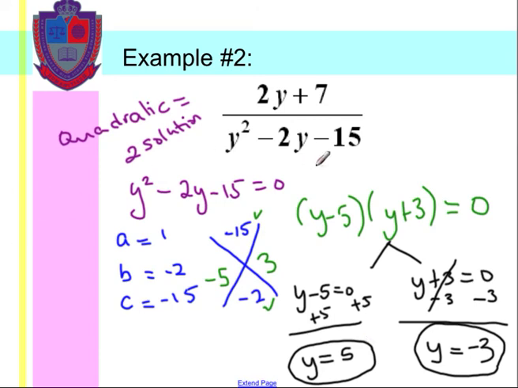This is normally a multiple choice question. They would ask you which of the following would make the fraction undefined. So undefined means my denominator is equal to 0.